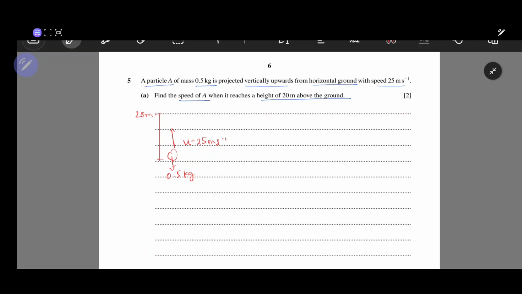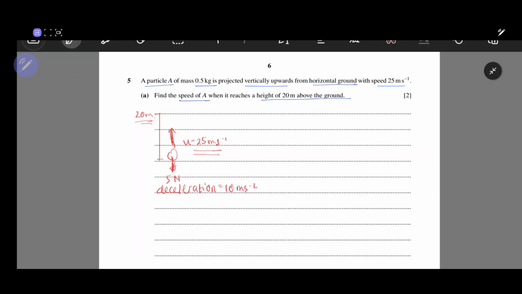So let's look at the information they have given us. We have the initial velocity, we have the height, and since the weight is the only force acting on the object, 5 Newton weight, the acceleration will be due to gravity. So acceleration, or in this case deceleration, since the weight and the velocity are in opposite directions, the deceleration is 10.